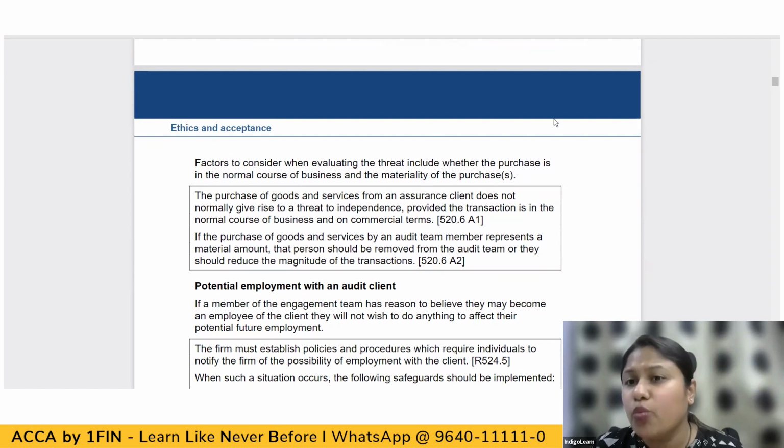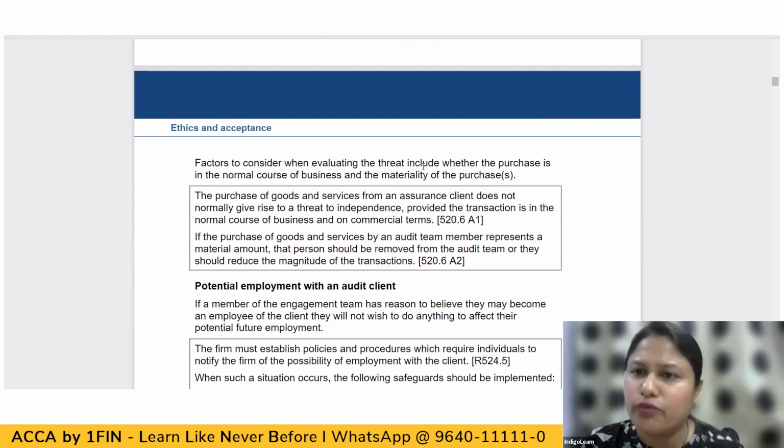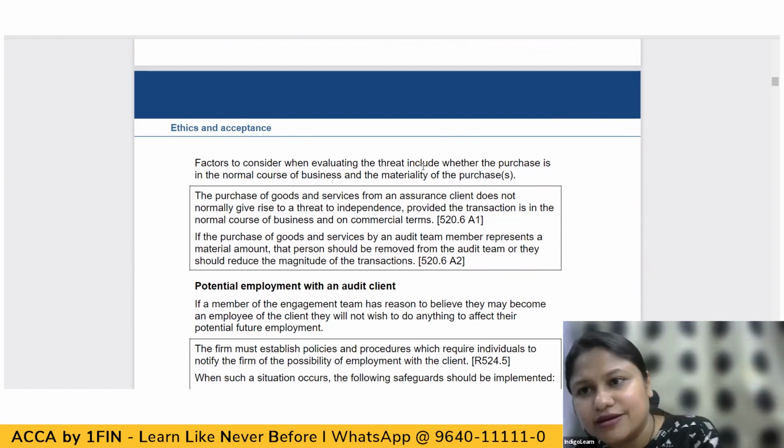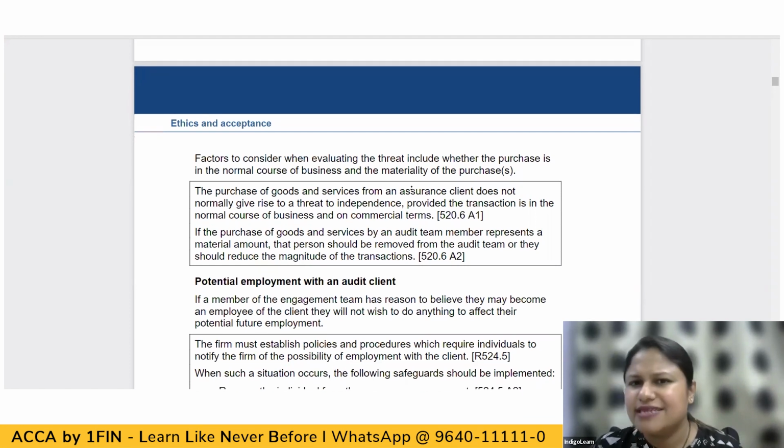If you're purchasing only one laptop, that will not have any impact. But if you're purchasing in bulk and regularly, every time you require a laptop you go to that vendor only, then this is going to impact your objectivity, because of which we say the threat is present. Otherwise, once in a while you buy a laptop, it is only one, and it is at the regular pricing.